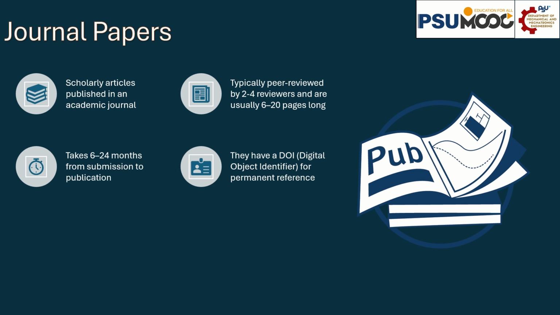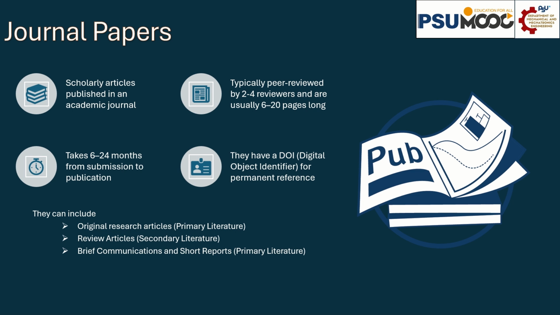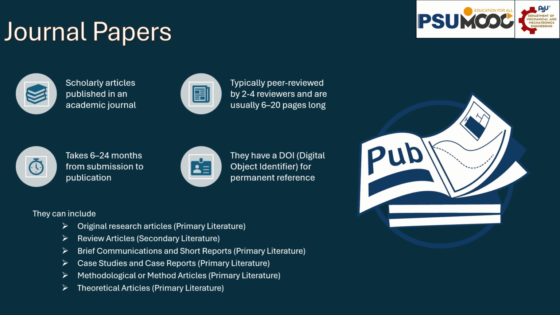Journal papers are of several types. These include original research articles, review articles, brief communications and short reports, case studies and case reports, methodological or method articles, and theoretical articles. Of all the types mentioned above, review articles are secondary literature in the sense that they summarize, synthesize, and evaluate previously published research articles on a specific topic rather than reporting new results.